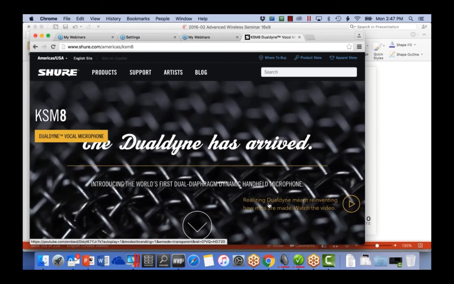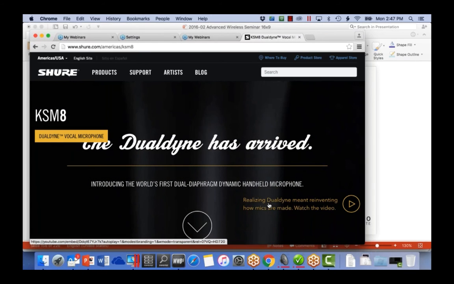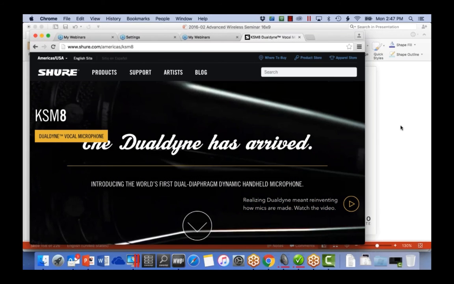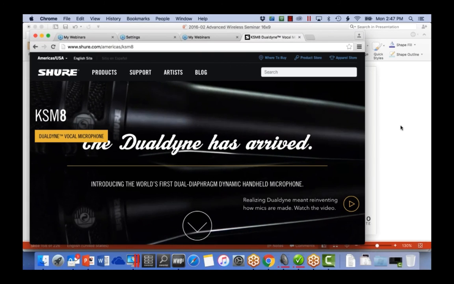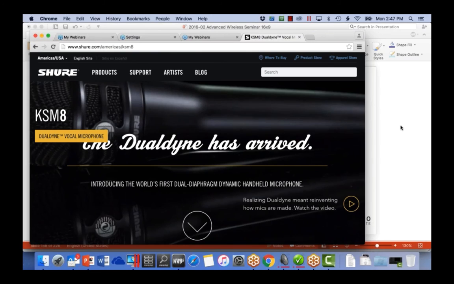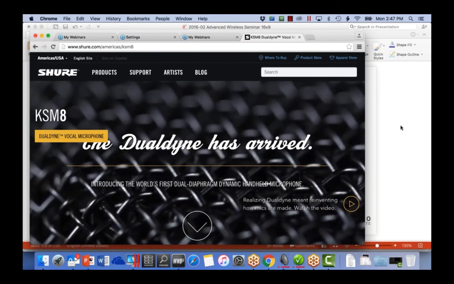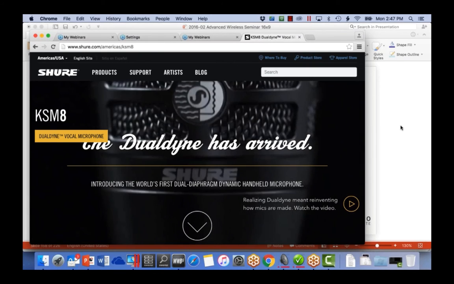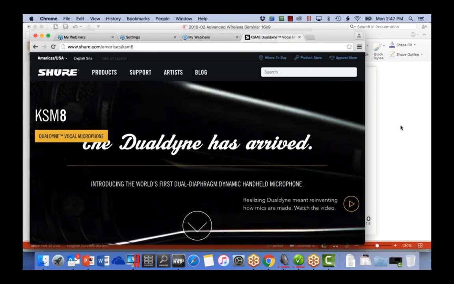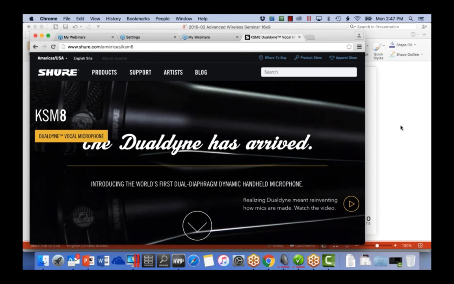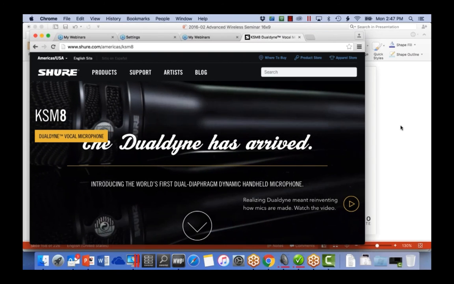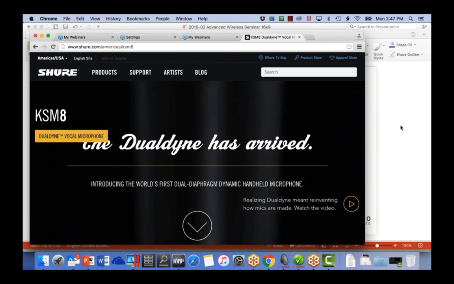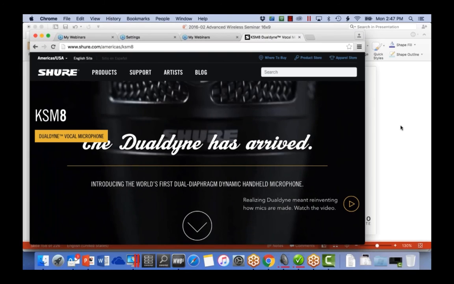And one recent development I'll mention here is the Shure KSM8, called the Dualdyne. What does that mean? Well, one of the things that tends to make a dynamic microphone kind of peaky and not flat is it has a single diaphragm which has some built-in resonant frequency, which has to be damped in order to get some sort of flat frequency response out of the microphone. And the more you damp it, the wider the flat range becomes, but the lower the overall output becomes.